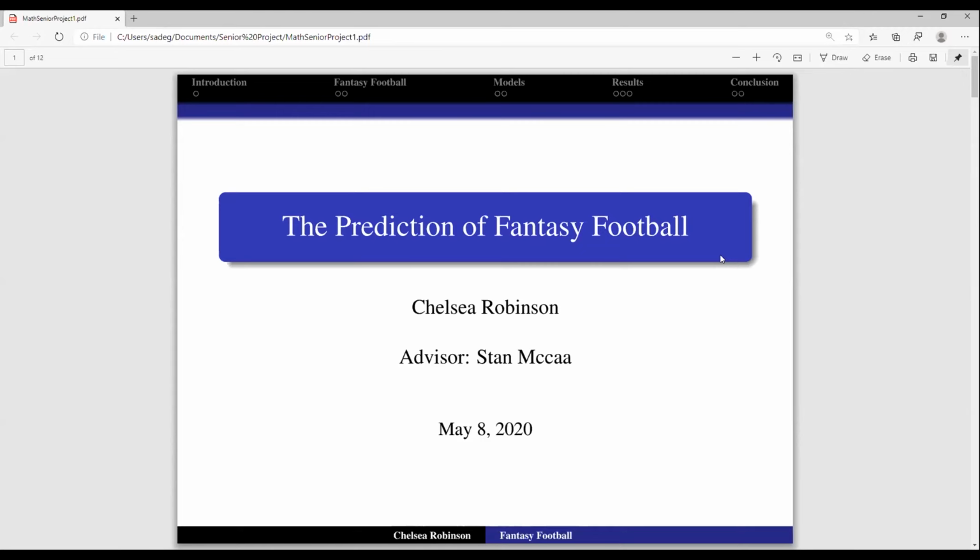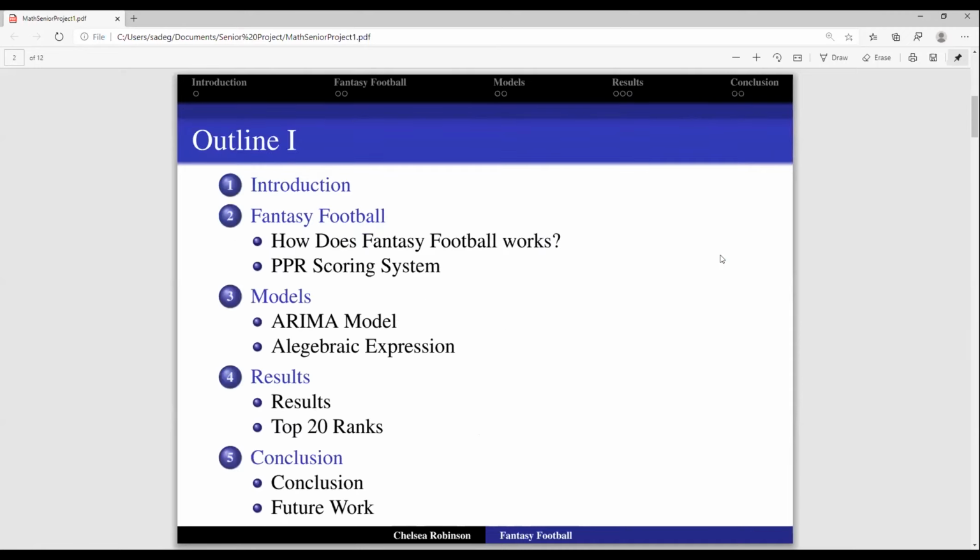Okay. Hi everyone, my name is Chelsea Robinson, and my advisor was Mr. Stan McCaw, and I did my project on the prediction of fantasy football. Today we're going to talk about a little background of fantasy football: what is it, how does it work, and the scoring system that I use to calculate the points. We're going to talk about my models. I used the ARIMA model, and I made an algebraic expression to add up the offensive players' points. Then we're going to talk about some of the results I got, and the conclusion and future work.